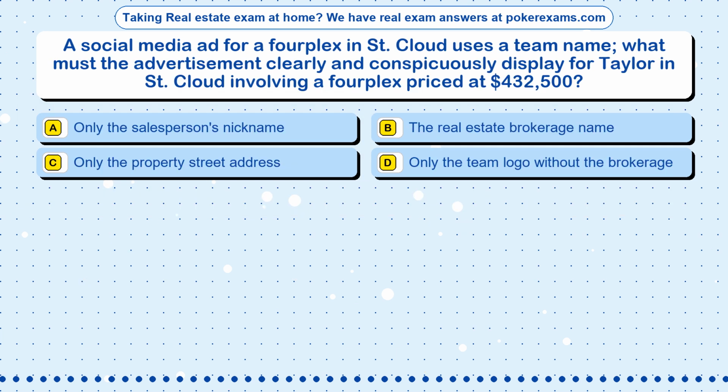Question 34. A social media ad for a fourplex in St. Cloud uses a team name. What must the advertisement clearly and conspicuously display for Taylor in St. Cloud involving a fourplex priced at $432,500? Option A. Only the salesperson's nickname. Option B. The real estate brokerage name. Option C. Only the property street address. Option D. Only the team logo without the brokerage.